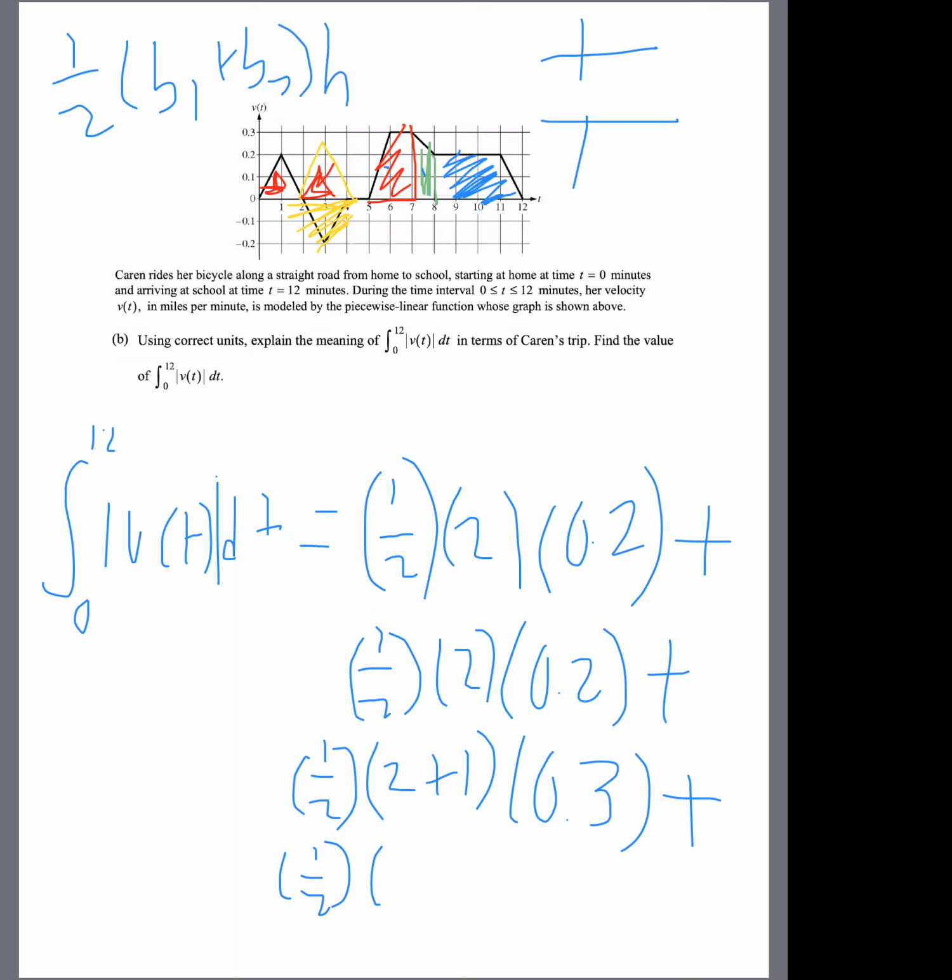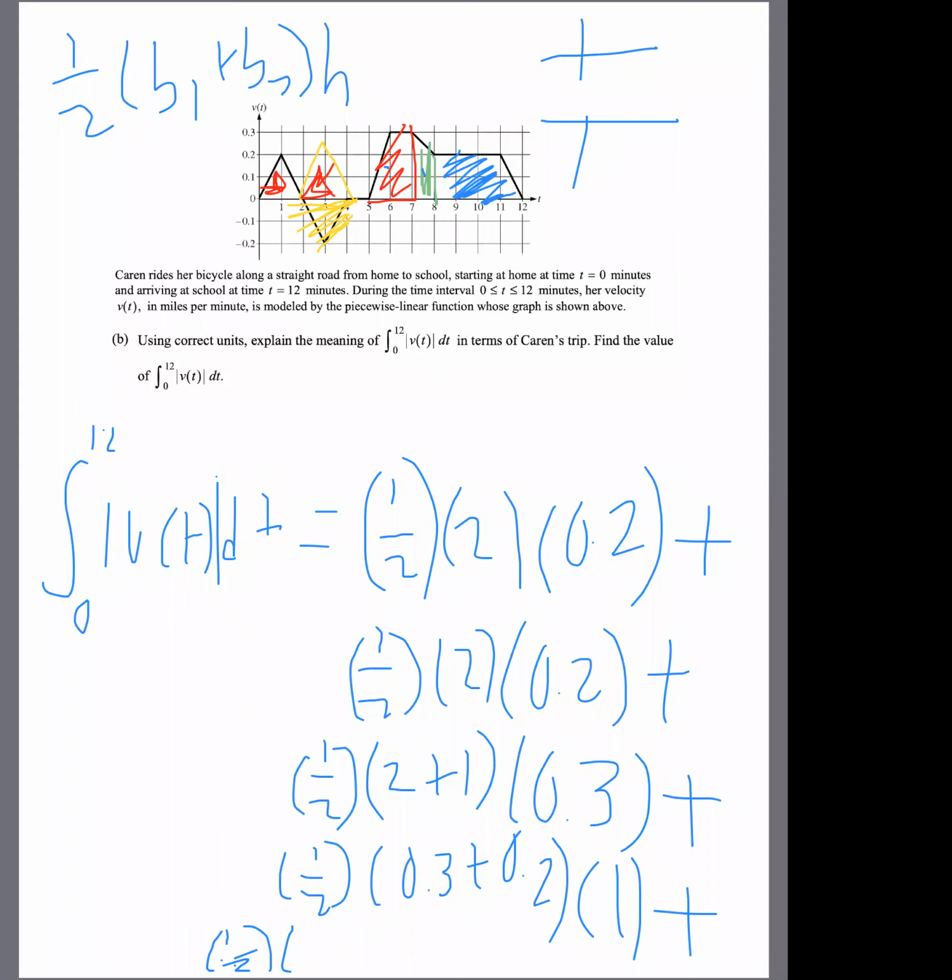1/2 times (2 plus 3) times 1. Wait, are you talking about the green one? Yeah, I think it's 0.3 plus 0... Oh, sorry, yeah, 0.3. Sorry. And then the height is 1. Yeah, perfect. And then the last one is 1/2 times (4 plus 3) times 0.2.